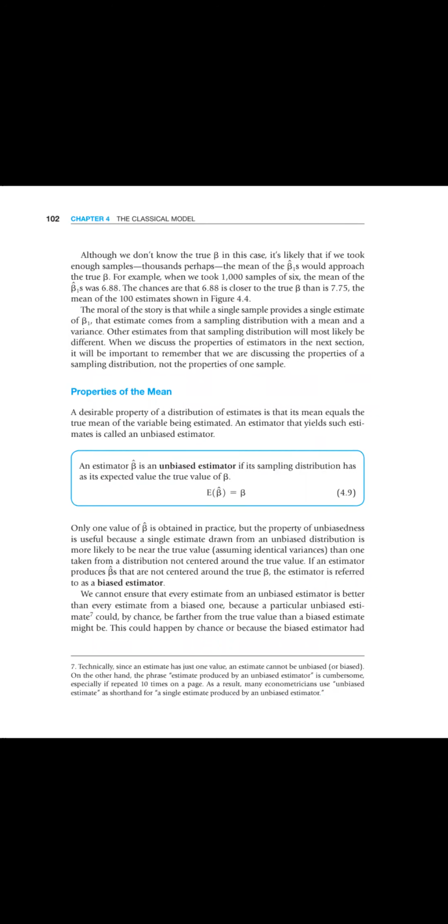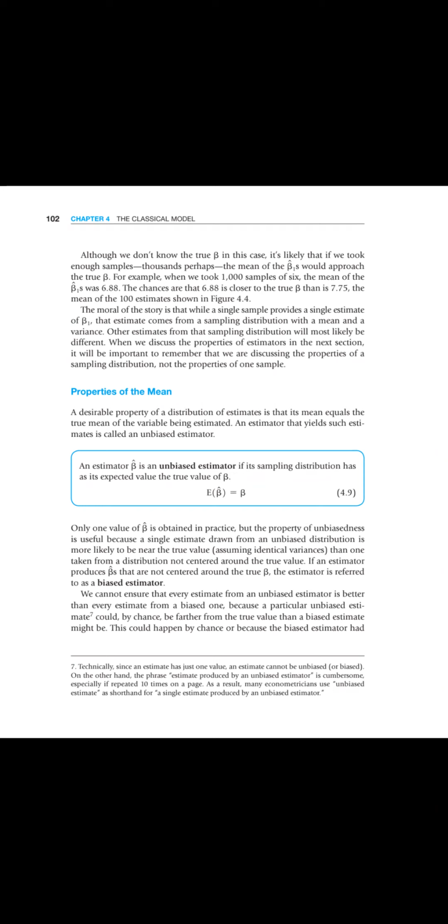So an estimator of beta is an unbiased estimator if the sampling distribution has its expected value being the true value of beta, right? So at the end of the day, after you have all your betas that you've collected, then the mean value of all those betas, if it's unbiased, should give you the true value of your beta, the actual value of your beta there.